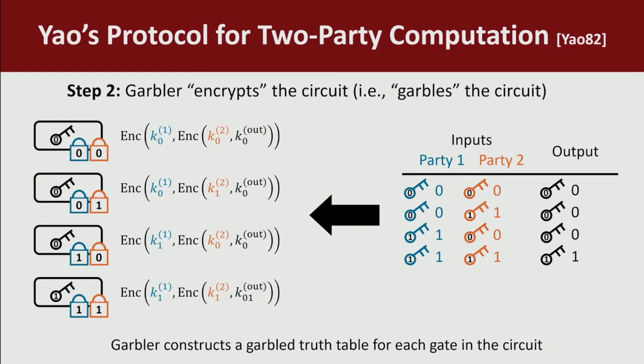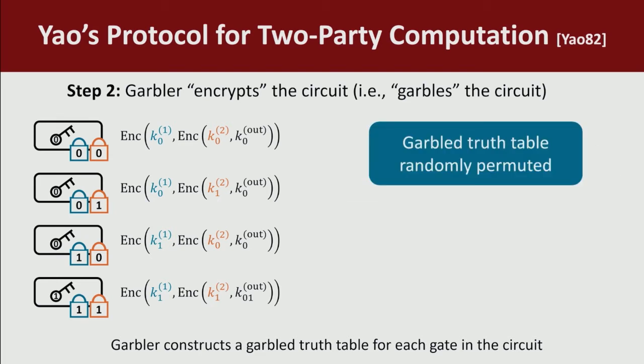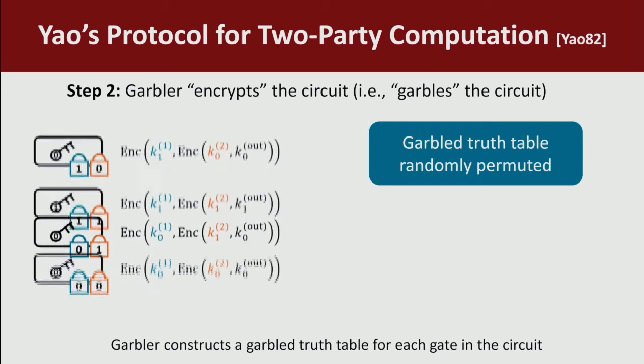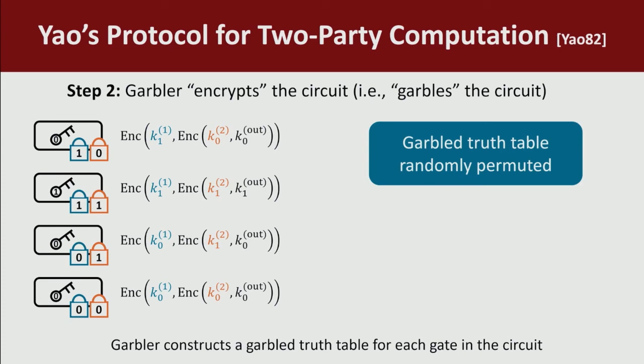For every row in the truth table, we're going to produce a ciphertext, and the ciphertext is going to be encrypted using 2 different keys, where the choice of the 2 keys depends on the corresponding values for those input wires. And now we're simply going to shuffle the rows of this table randomly. So we're going to randomly permute the ordering of the ciphertexts for each garbled table.